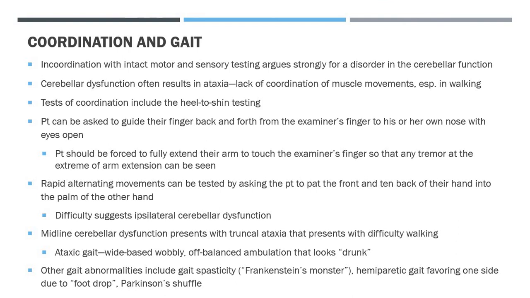So coordination and gait. This kind of thing is why it's important to have the patient walk to the cot if they can. So if they have a lack of coordination or incoordination with intact motor and sensory testing, so they don't report any problems with motor and sensory, the FAST exam was negative. So if they actually have a walking problem, then they probably have a problem with their cerebellum. Now, this cerebellar dysfunction often results in something we call ataxia, which is just a lack of coordination, especially in walking, because your cerebellum actually controls your movements.